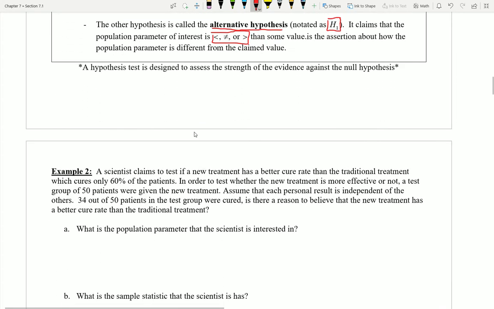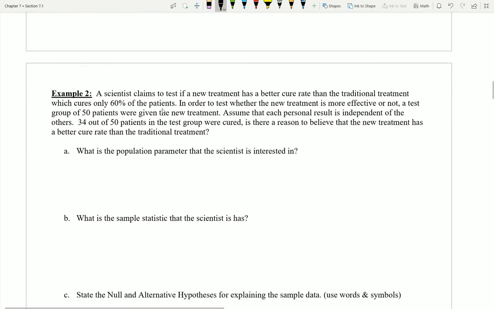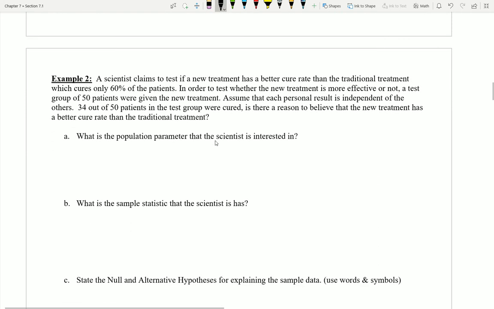I'm going to work quickly here through parts A through C, and then I'm going to leave parts D through G for you to try on your own. Let's see what we have here. A scientist claims to test if a new treatment has a better cure rate, or I guess this is kind of awkwardly worded. Let's suppose that a scientist wants to test to see if a new treatment has a better cure rate than a traditional treatment, which cures only 60% of patients. So maybe this is like some new vaccine for some big virus. And maybe what we currently have will cure about 60% of people, and this person thinks they have something better. So is it actually better?